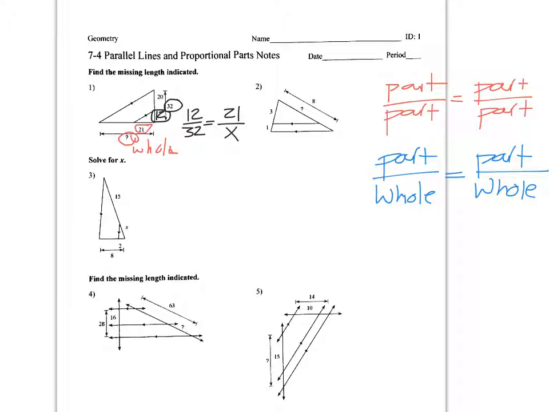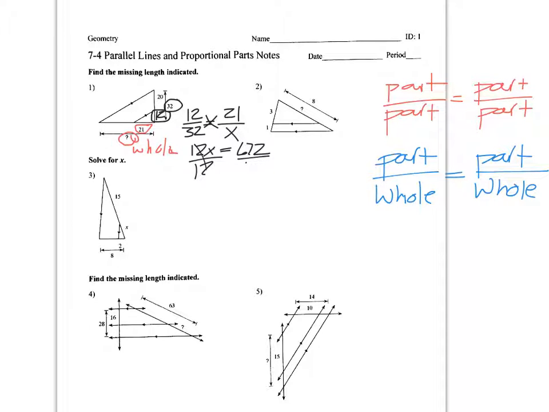Now we cross multiply and solve. So we get 12x equals 32 times 21, which is 672, and then I divide both sides by 12. If I do that, then x is 56. Alright, let's do problem number 2. So I'm going to erase all this stuff that I just did with this problem. I'll give you a second to finish writing it down if necessary.